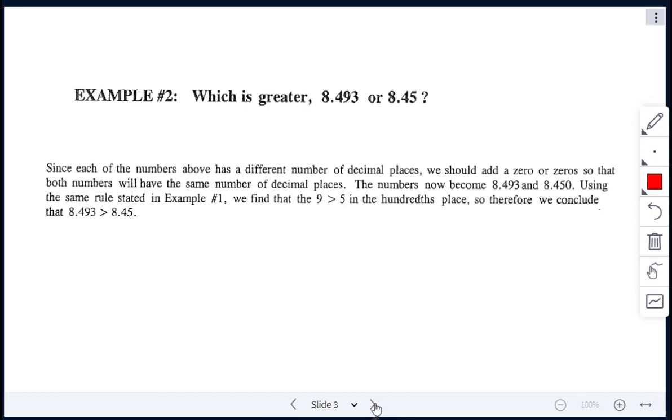8.493 or 8.45. All right, so again, start with your whole numbers. We have 8 here and we have an 8 there. So next we would look at our tenths position. It's a 4 in the tenths position and a 4 in the tenths position. Next we look at our hundredths position. There's a 9 and then there's a 5 in the hundredths position. So therefore 8.493 is greater than 8.45.